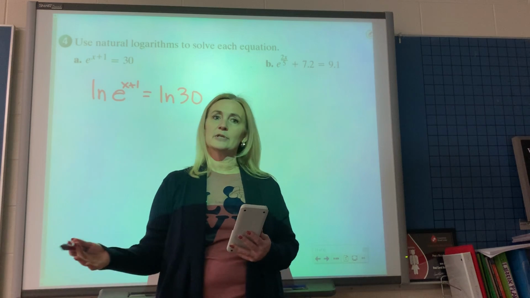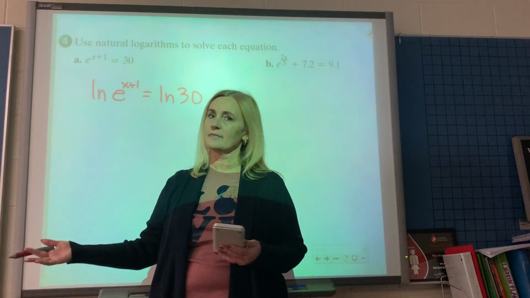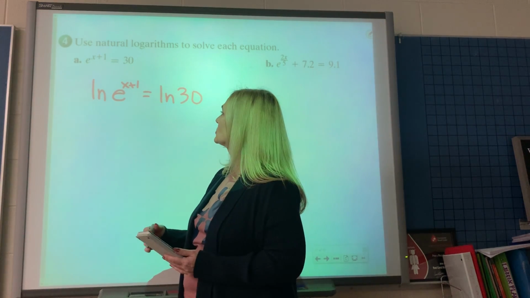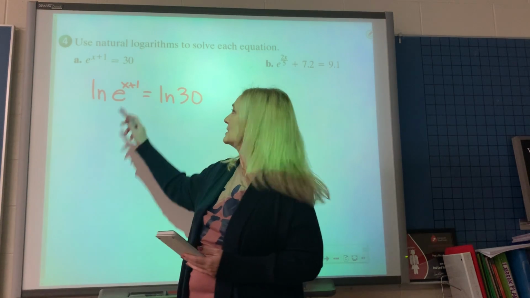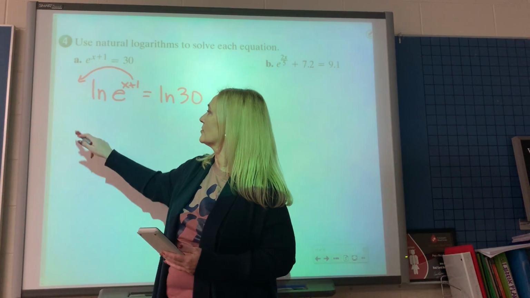You can't do the ln of one side and not do it to the other. Whatever you do to one side of an equation, you have to do it to the other. So that's just taking the ln of both sides. Now you can bring this down and put it in the front.